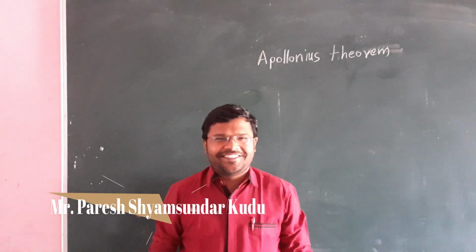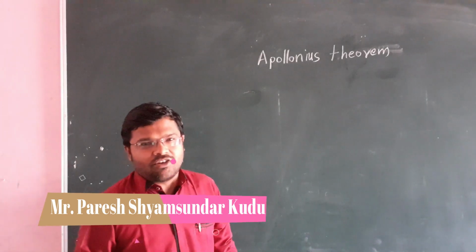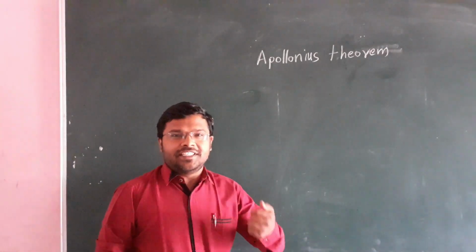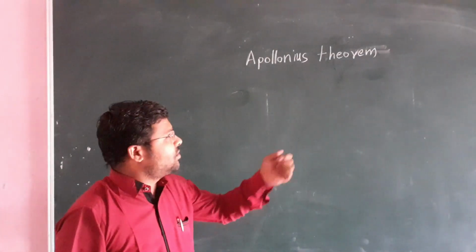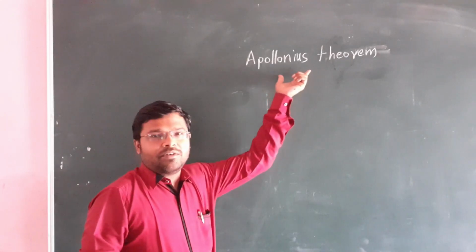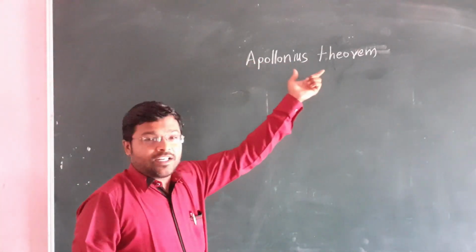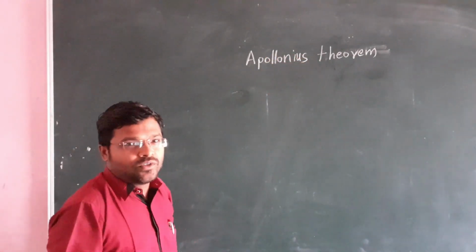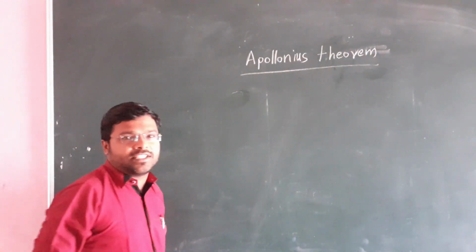Hello students, we learn about 2.1. We solve examples from 2.1 by using the Pythagoras theorem, the 360 degree, and the 30-60-90 degree theorem. Now we learn about the Apollonius theorem. The Apollonius theorem is used in practice set number 2.2. So what is the Apollonius theorem?